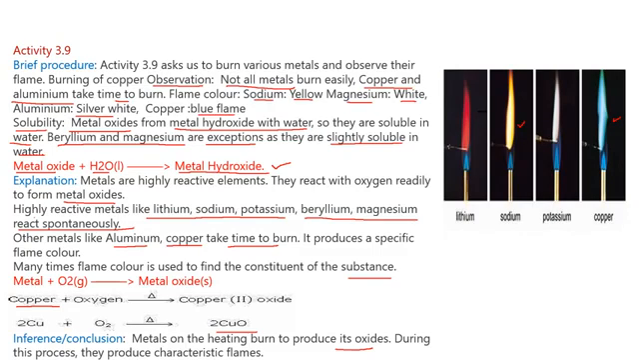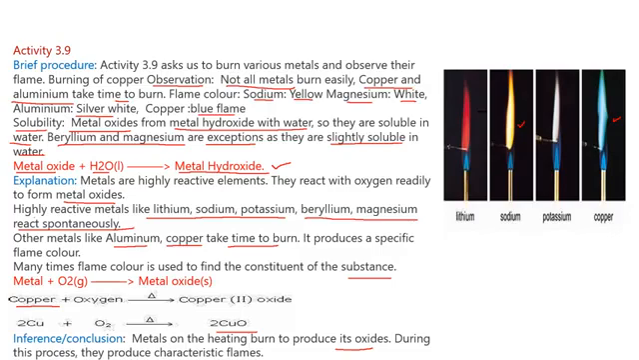Exception in case of metal oxide. Certain metal oxides show both acidic and basic reactions, acidic property and basic property. These types of metal oxides are known as amphoteric metal oxides.